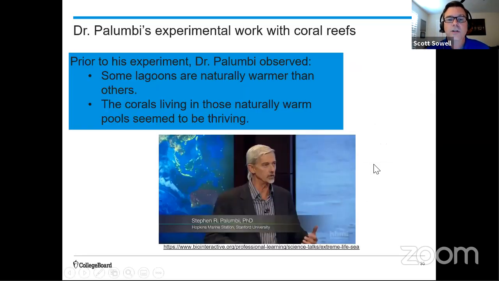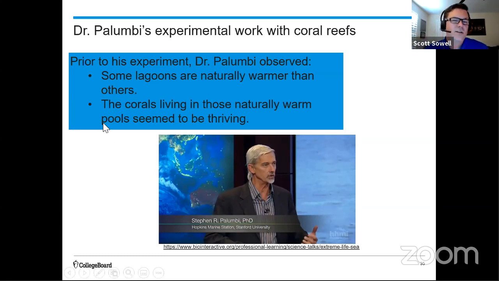To do so, we're going to look at an experiment from Dr. Palumbi. He is a researcher who studies coral reefs and is particularly interested in the issue of coral bleaching. He works in Ofu in American Samoa. He was the gentleman narrating the animation we just saw. And one of the things he noticed there was that some lagoons were naturally warmer than others. If you think about lagoons off of a beach, some are deeper, some are more shallow, some might get more sunlight than others. So some pools were just naturally a little bit warmer than others.